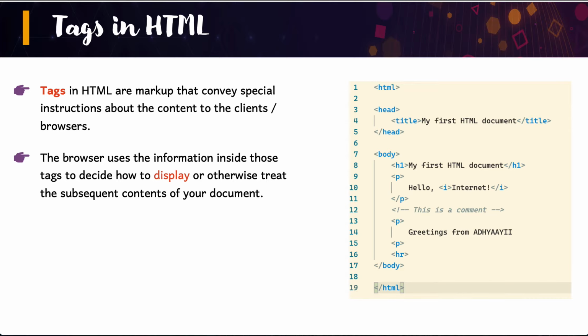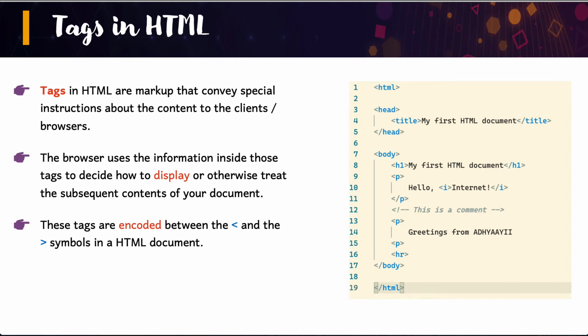It may be, for example, that the p tag in line number 9 and line number 11 just indicates that whatever follows is a paragraph. It may not be useful for display. I mean, there is some information about a paragraph, but it is to be used for some other purposes also. Okay. The tags, by now you should be familiar, are encoded between the less than and the greater than symbols in an HTML document.